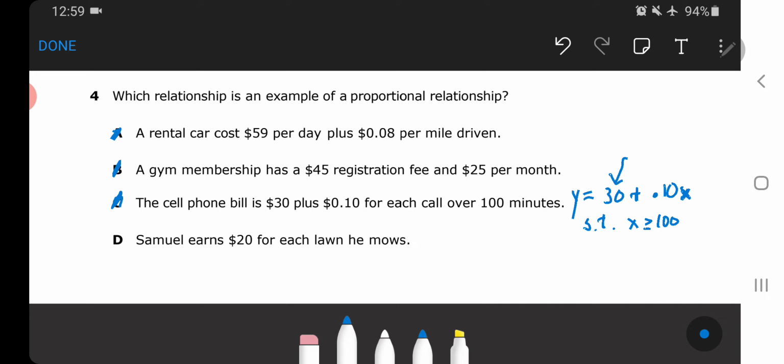And lastly, Samuel earns $20 for each lawn he mows. Well, Samuel's total amount that he gets is $20 per every lawn. Writing the equation, we can see that he gets $0 if he doesn't mow any lawns. So we do have the point 0, 0. We do go through the origin. Therefore, this one is a proportional relationship.